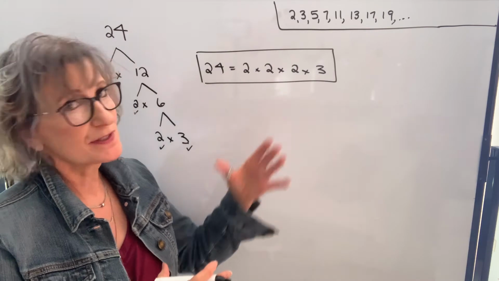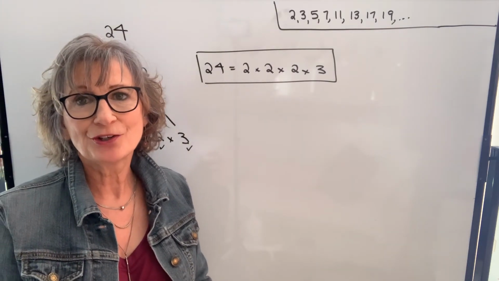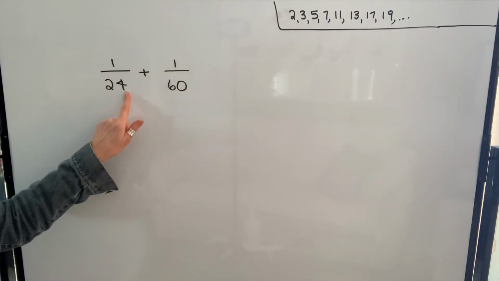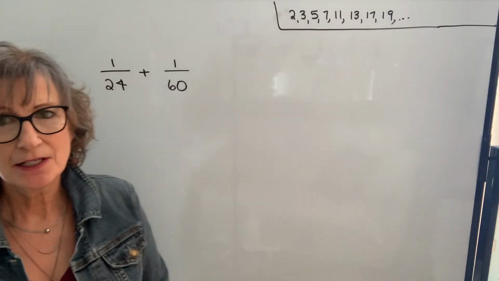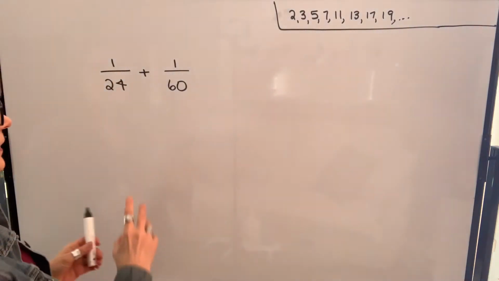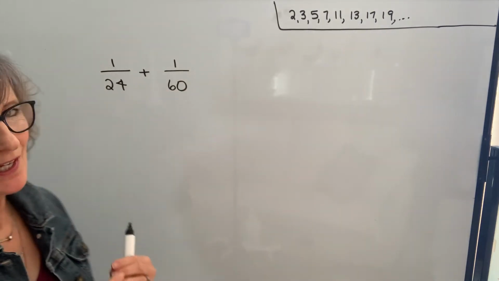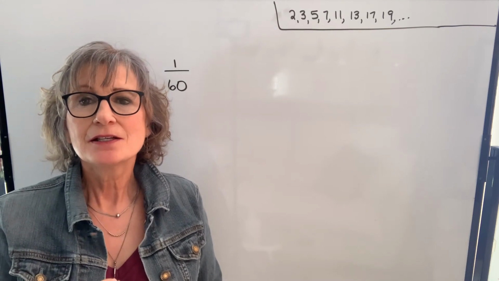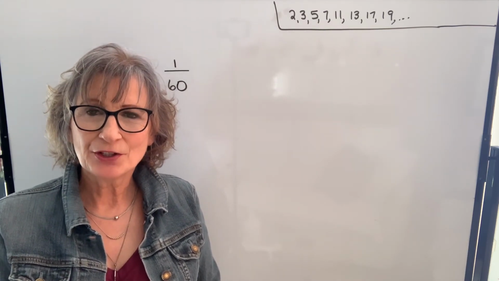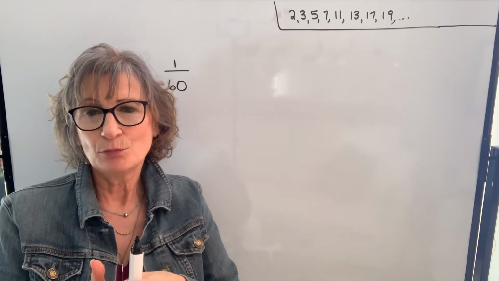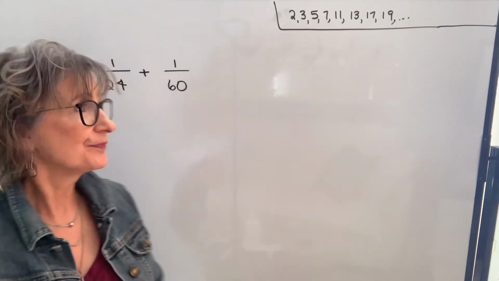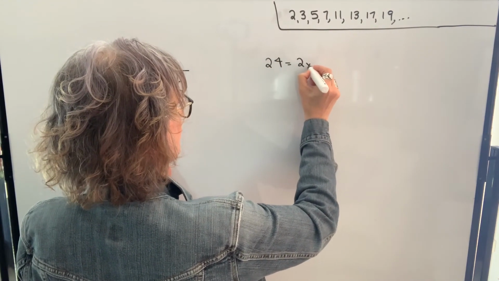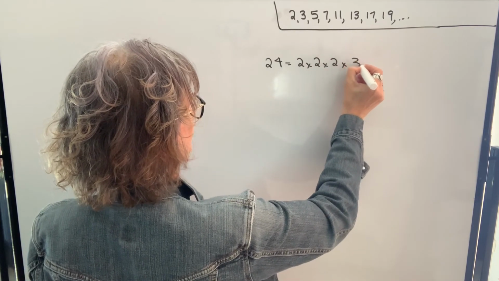This is a very useful procedure when you're finding the lowest common denominator for very large denominators. Let's take a look. If I was going to add these two fractions, I need a common denominator. I don't want to multiply 24 times 60 to get a common denominator because then we're getting into a lot larger denominator than what we need. So in order to find the lowest common denominator, we could find the prime factorization for both of these denominators. So 24, we already know, is 2 times 2 times 2 times 3.